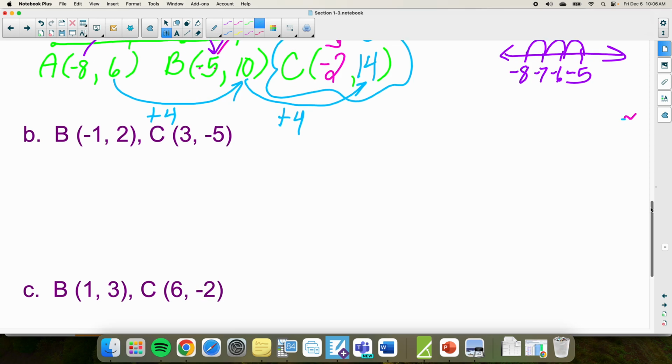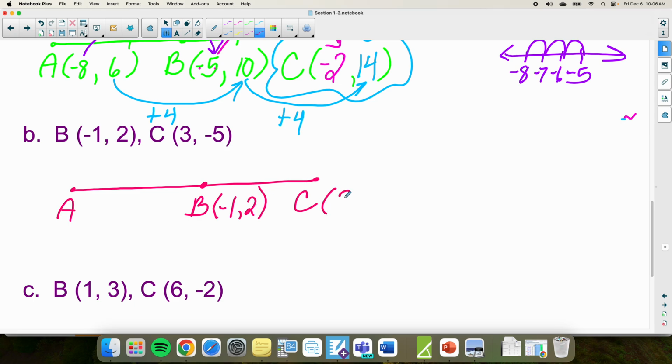Now again, in the directions, it said that B is the midpoint between A and C. In this one, B is (-1, 2). C is (3, -5). And we need to find A. Now, you always start at the endpoint. And you start at your x and you think, if I'm at 3, I'm going down to -1, going backwards to -1, so that means I have to subtract.